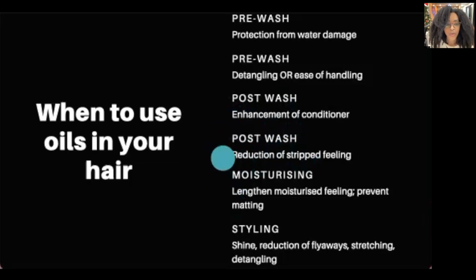You may want to use an oil in your hair to moisturize your hair. So when you add some water and some leave-in to your hair, you may want to also add an oil to lengthen how long your hair feels moisturized or to prevent matting in your hair. You may want to use oils for shine or to reduce flyaways, to make your hair stretch more, or for detangling. And so that would be for styling. So these are the main stages of your regimen when you could consider using an oil or a butter.